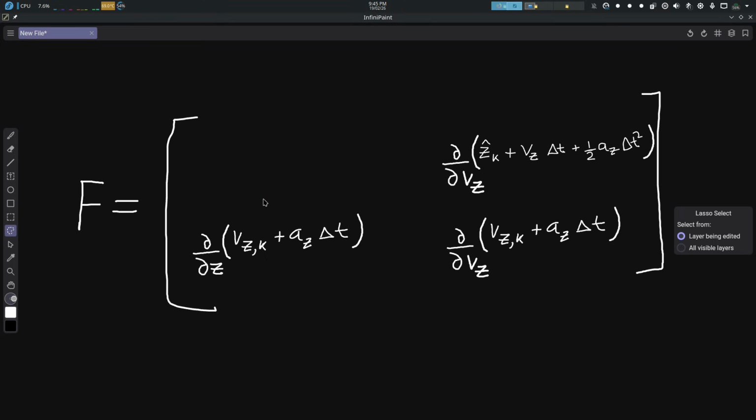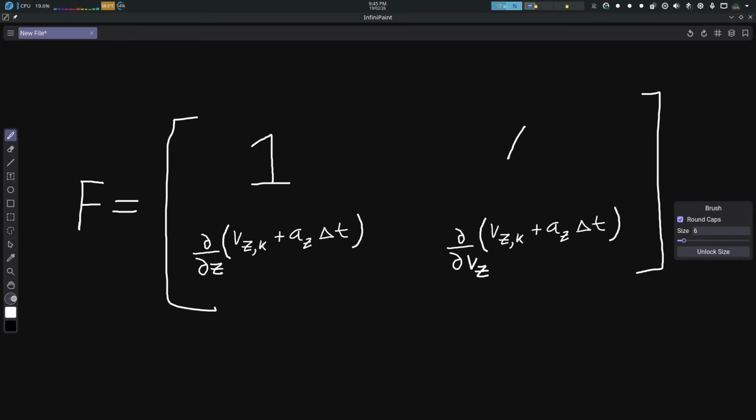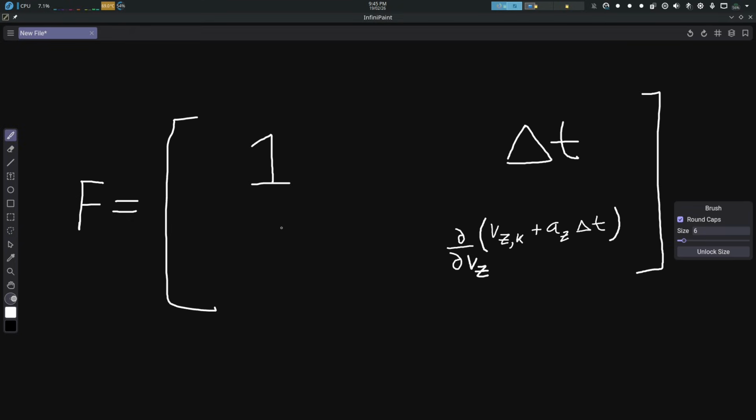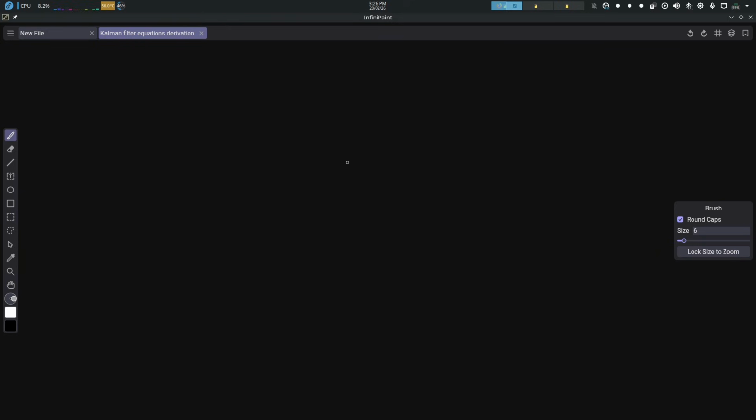Taking the partial derivative of the predicted altitude with respect to z, we obtain 1, and with respect to v, we get delta t. Similarly, the partial derivative of the vertical velocity with respect to z is 0, and with respect to vz is 1. Next, we need to calculate the predicted covariance matrix, P cap.